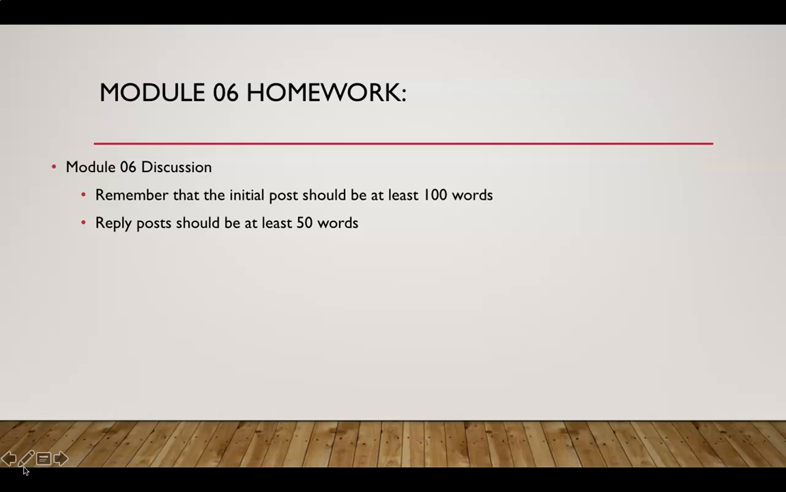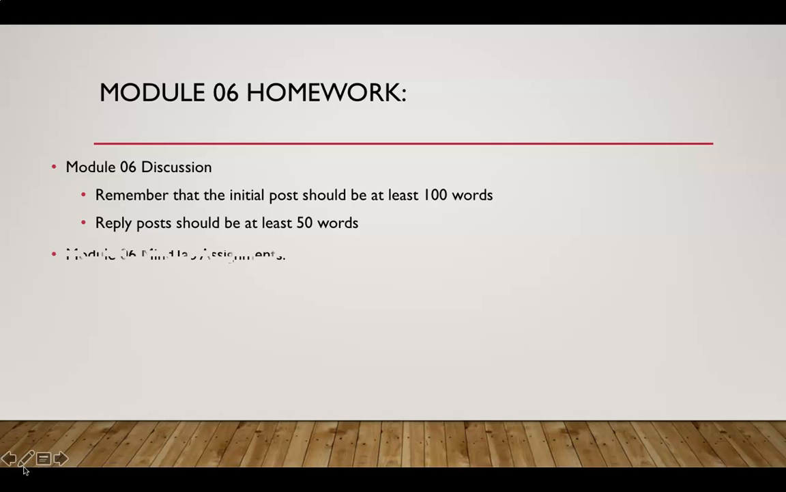And remember, when you're doing a reply post, you are reflecting on what your classmate has written, as well as providing your feedback or your opinions on the scenario. Those reply posts are due Saturdays by midnight.